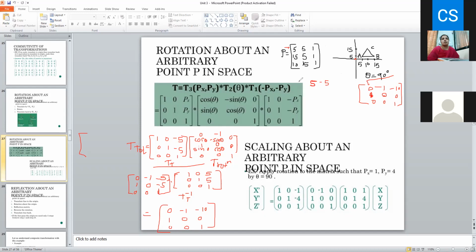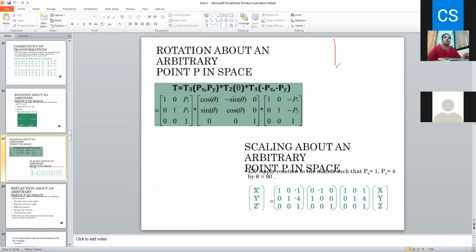No, something has become wrong. Wait. We will have that diagram again. Instead of that paper, I will use whiteboard. Okay.